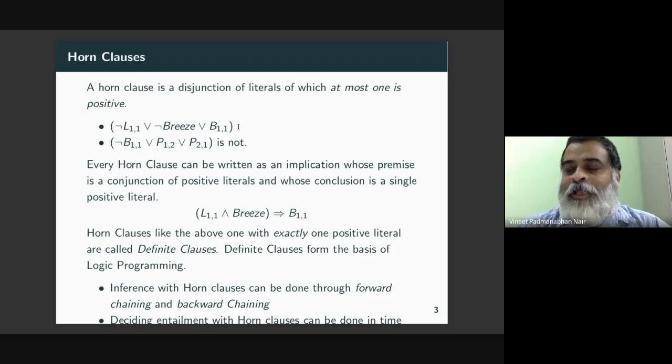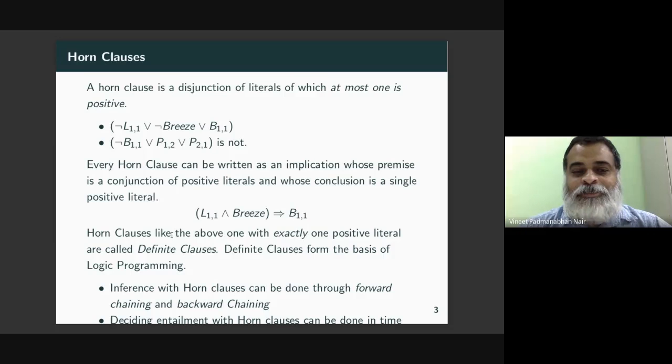And why do you need that? Because in any English language you try to convert, you will be having a lot of implications as well as biconditionals. The idea is to remove them one by one and bring it into a clausal form where only or clauses or and clauses happen.